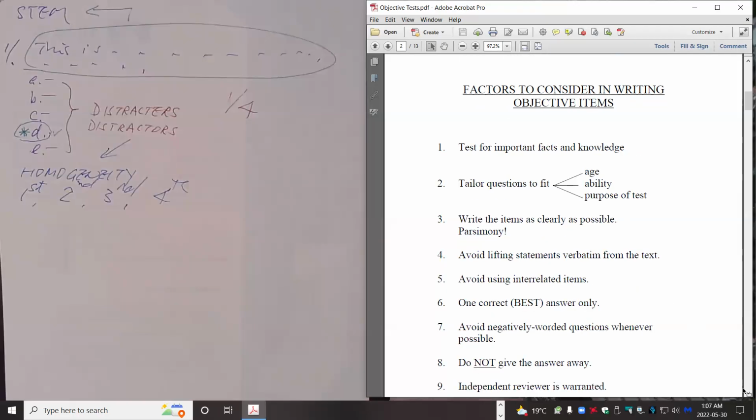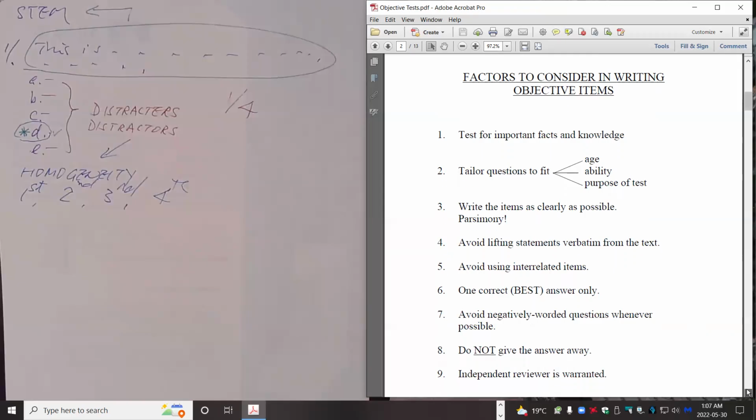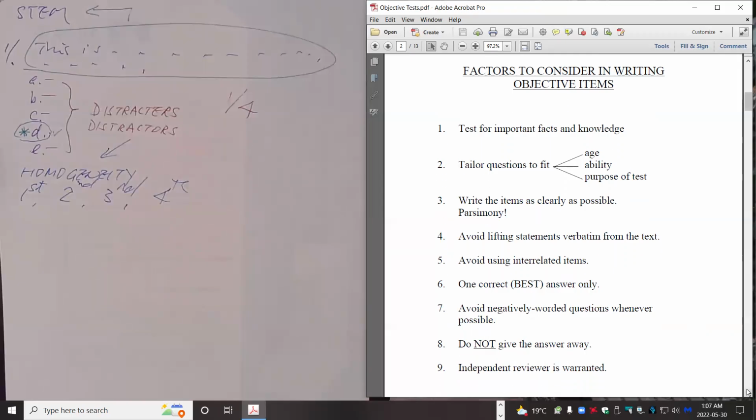Factors to consider in writing objective test items. Test for important facts and knowledge, and not trivia or footnotes or the preface in the book. This is important. Test time is precious, right?